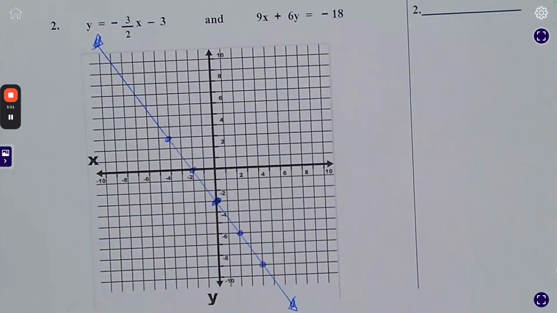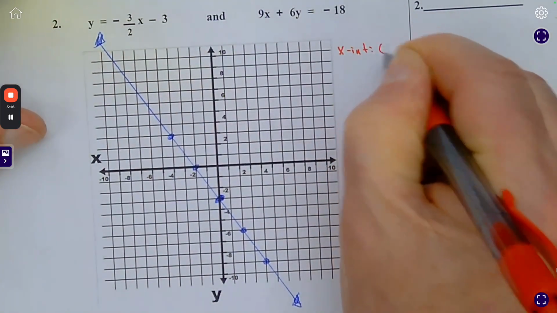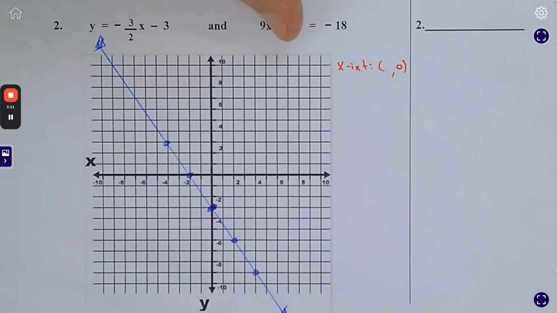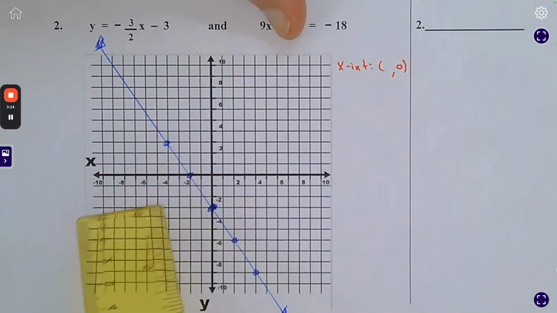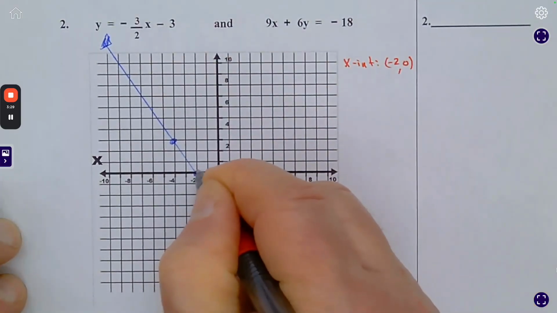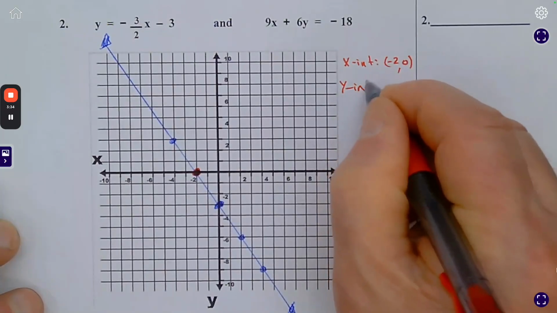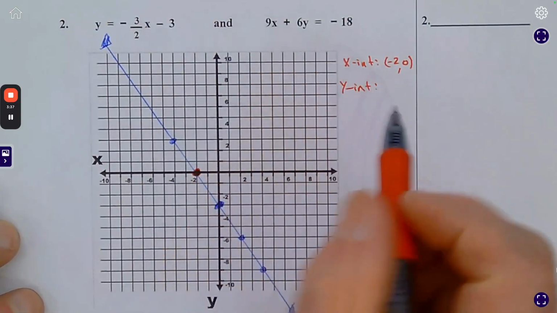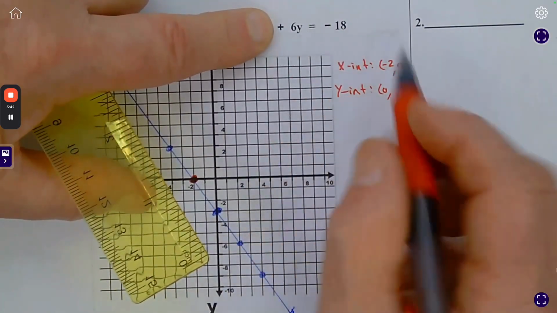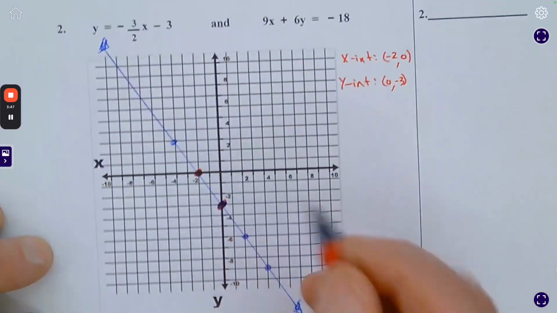Now I'm going to draw the other line. The other line is in standard form. So I'm going to find the x-intercept by letting y be 0. If I let y be 0, this goes away. Solve that for x. -18 divided by 9 is -2. That is my x-intercept. Ooh, there's a point of intersection right there. But let's graph the other one to make sure. This is my y-intercept. Y-intercept has an x value of 0. Divide -18 by 6, you get -3. Hey, that's right there. There's another point of intersection.